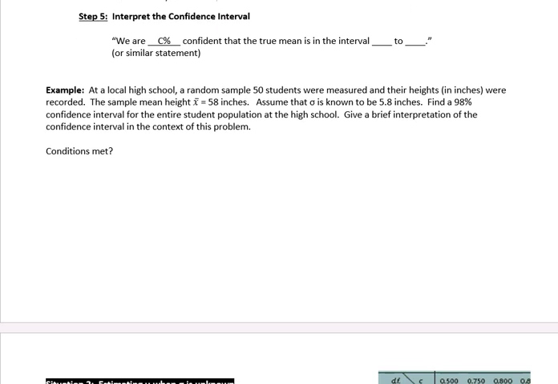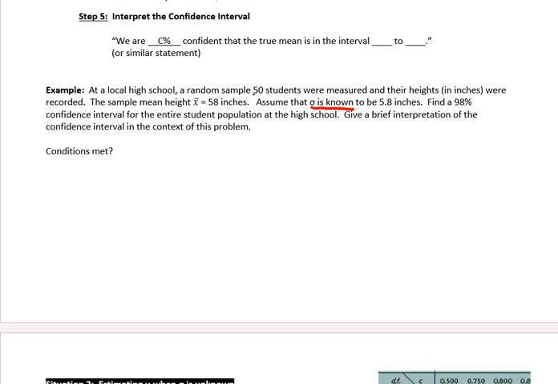So for example, at a local high school, a random sample of 50 students were measured and their heights in inches were recorded. The sample mean of the height, x bar, equals 58 inches. Assume that the standard deviation is known, doesn't get much clearer than that, to be 5.8 inches. Find a 98% confidence interval for the entire student population at the high school. Give a brief interpretation of the confidence interval in the context of this problem.